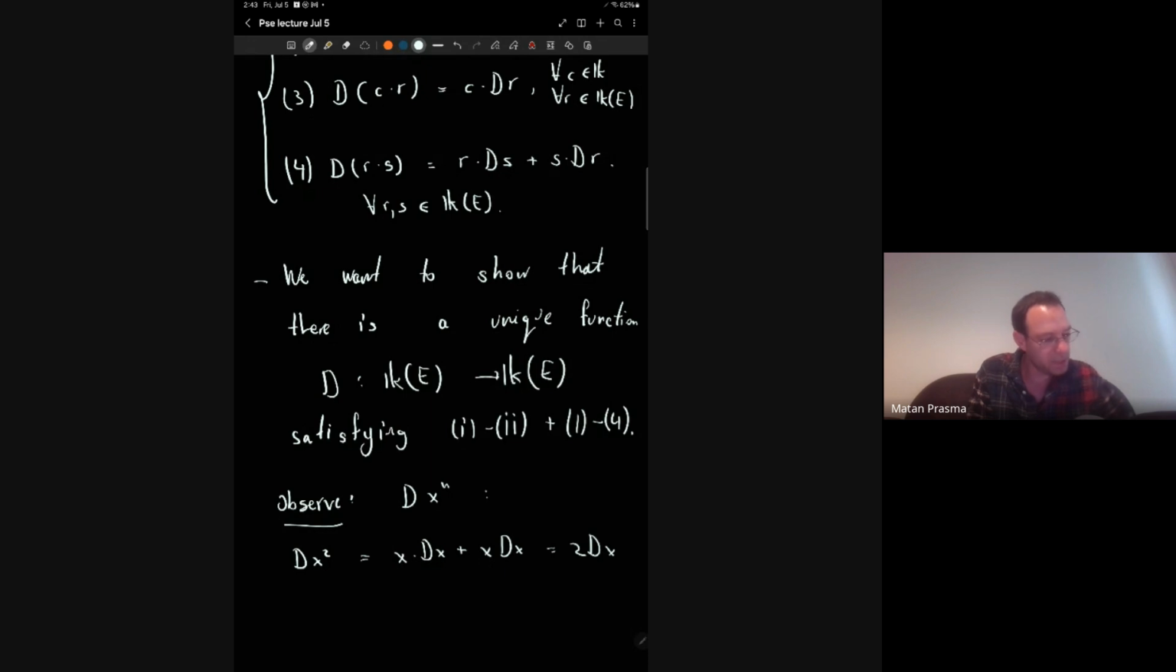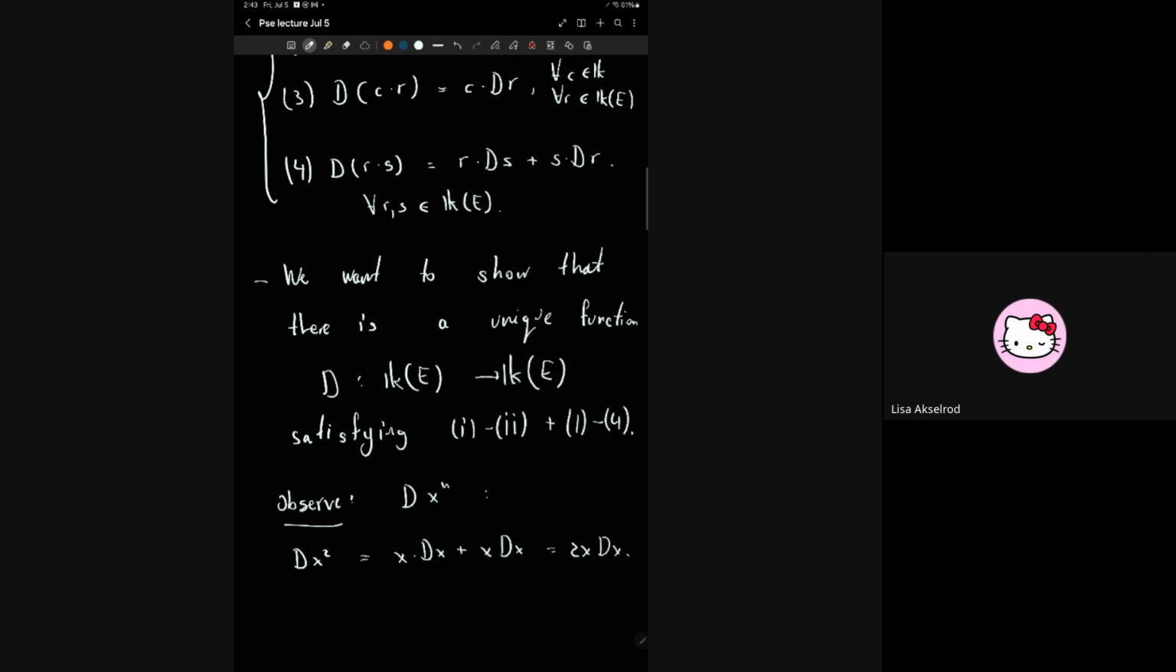Sorry, 2x dx. Yes. When you say that we want to show that there is a unique function that satisfies this property, do we want to say that there is only one function that will satisfy all these properties? Yeah, that's what unique means.